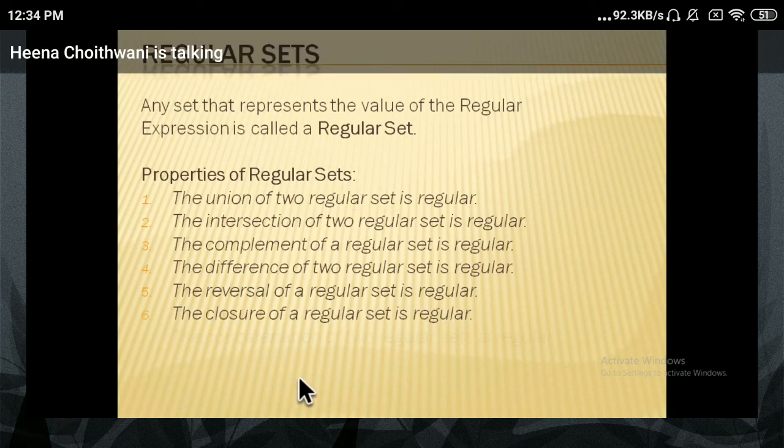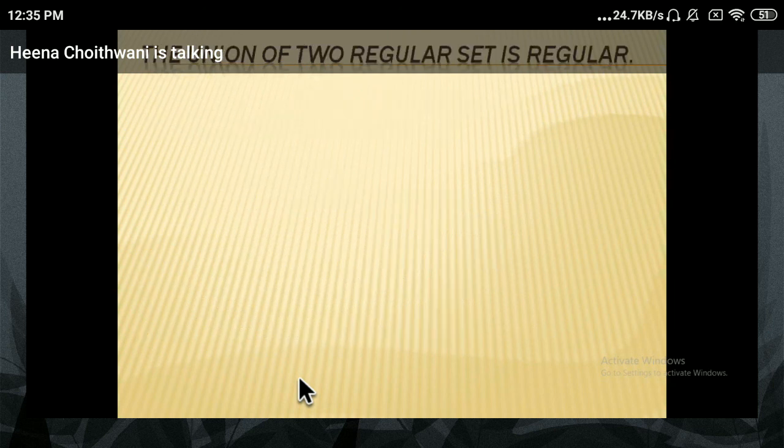Please check. The closure of a regular set is regular. The concatenation of two regular sets is regular. Closure we already know, concatenation is also known to you. So I'll start with my first property. These proofs are very, very important. You can expect these proofs in the examination for 5 marks. So please be attentive. The union of two regular sets is regular.